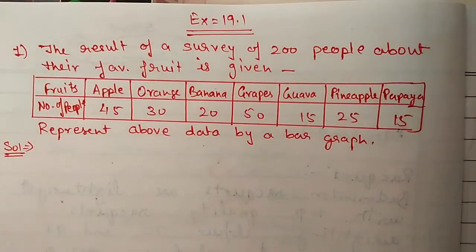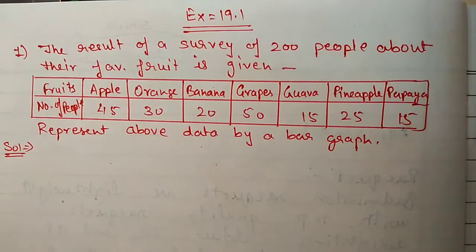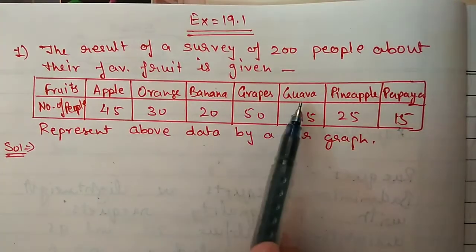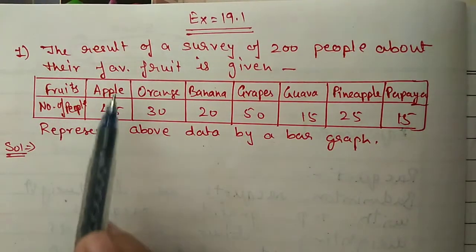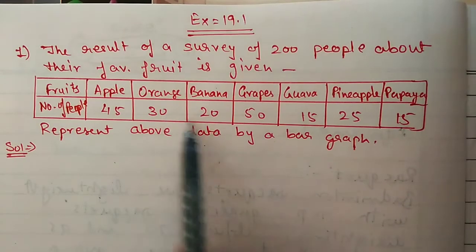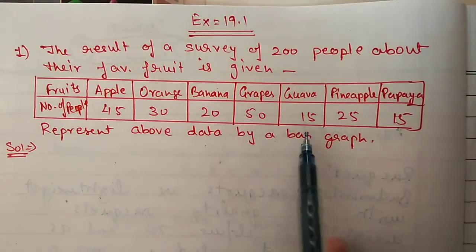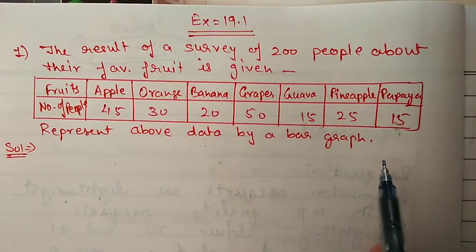Exercise 19.1. First question. The result of a survey of 200 people about their favorite fruit is given here. Fruit names: apple, orange, banana, grapes, guava, pineapple and papaya. And the number of people is given, how many people like these fruits. So apple 45, orange 30, banana 20, grapes 50, then 15, 25 and 15. Now this data we have to represent by bar graph.